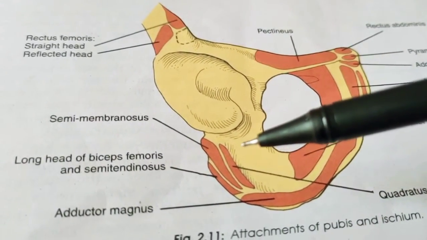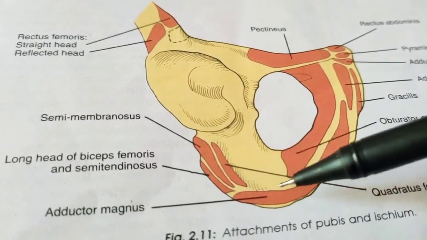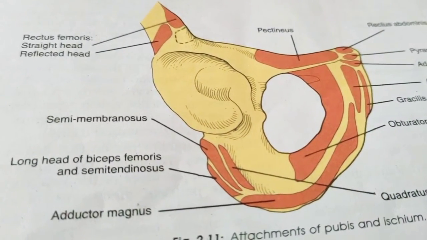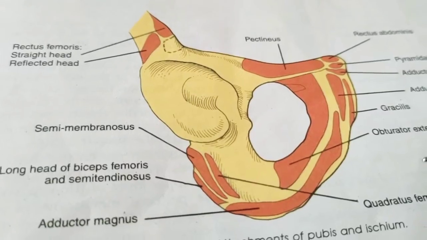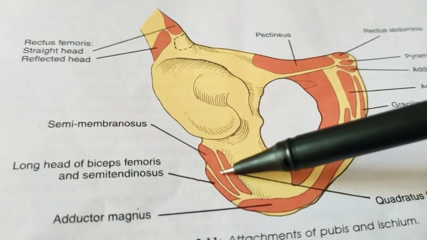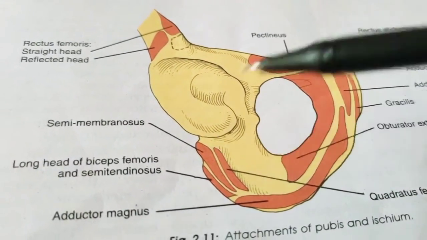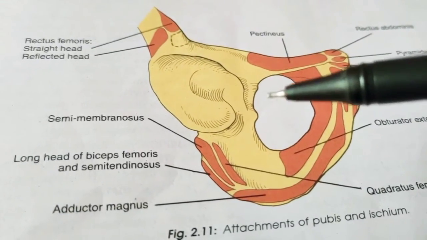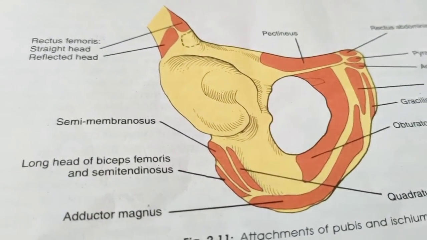provides attachment to the ischiofemoral ligament. So somewhere over here will be the attachment of the ischiofemoral ligament, just below the acetabulum. Actually in this diagram only muscles are mentioned, but the ligaments we need to understand as well.